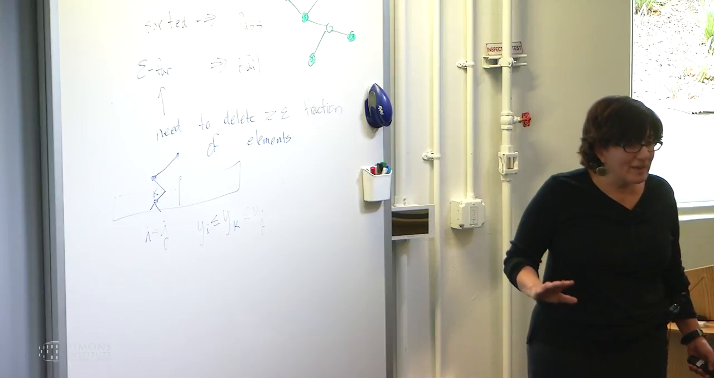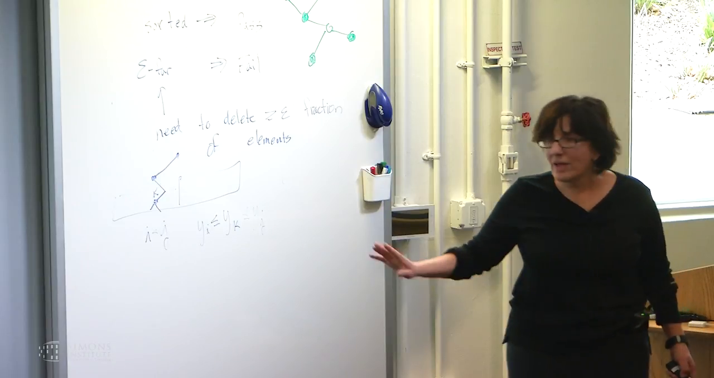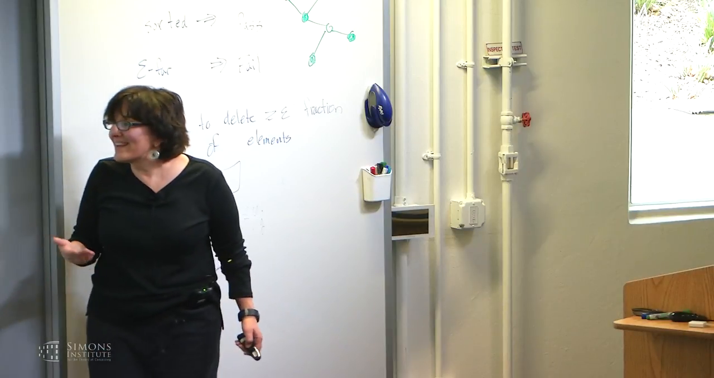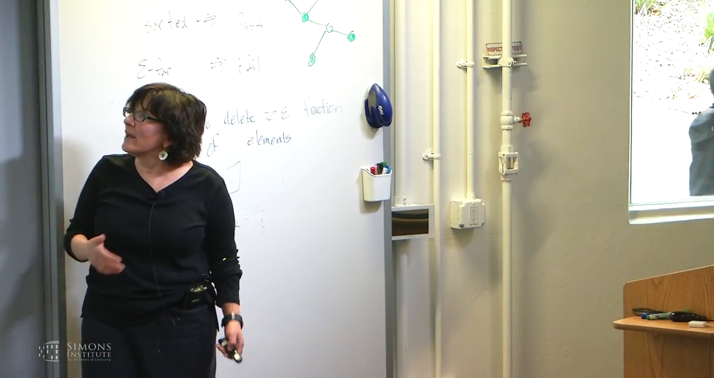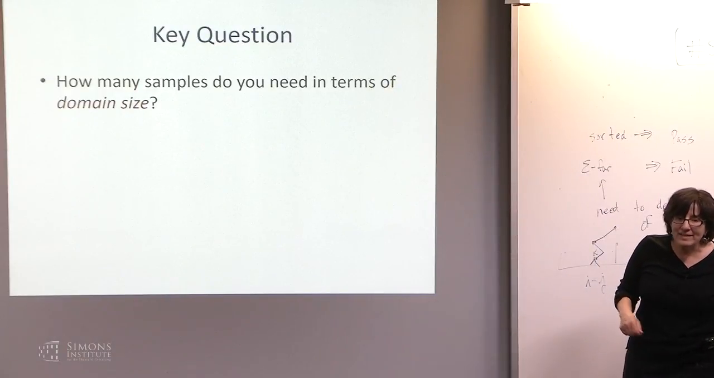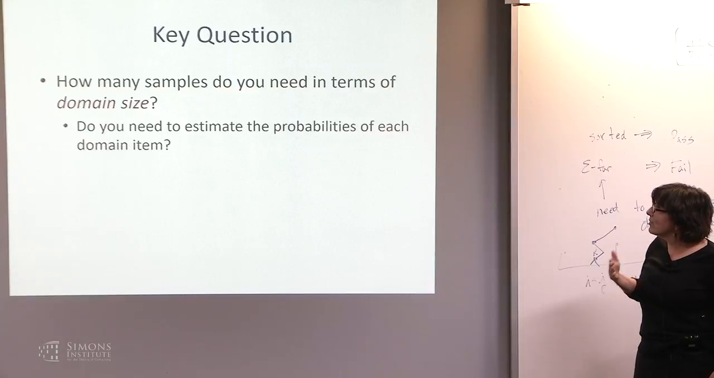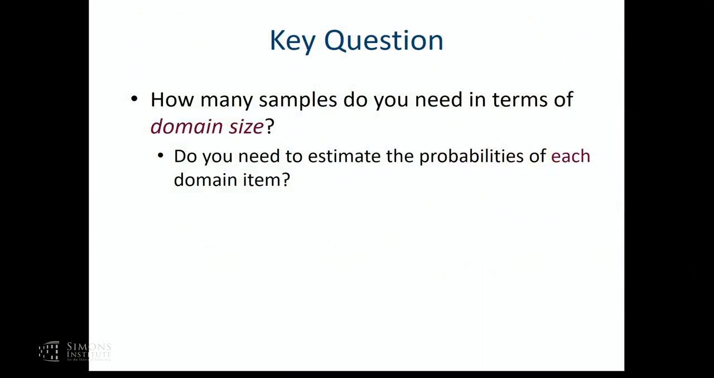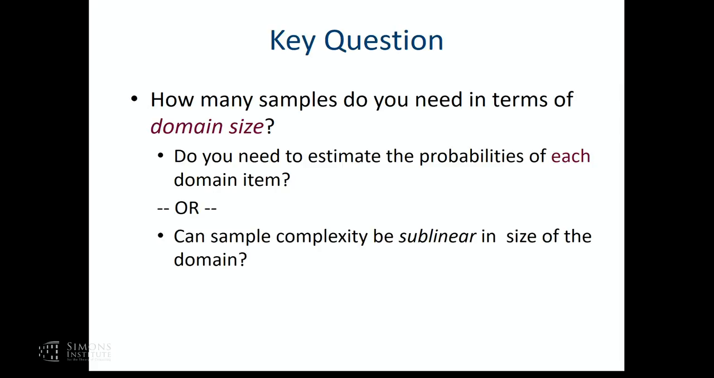Like, we know no assumptions, no Lipschitz conditions, nothing, okay? So these are problems that have been considered in many places, but looking at the sample complexity in terms of the domain size was a question that we want to answer. And the question, let me rephrase it: in order to answer those questions, do you need to estimate the probabilities of each domain item, or can you do something in, you guessed it, sublinear time in the size of the domain?